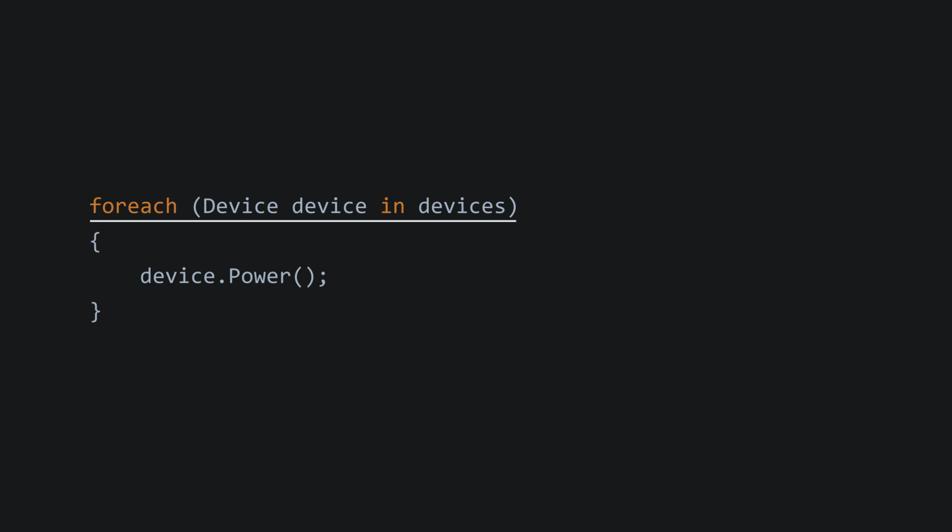The for each loop, 4 lines long, reads: for each device called D in devices, D.power. It does not ask what D actually is. It cannot. All it knows is the declared type, Device. And it does not need to know, because power on a device always means something, even though what it means is different every time.